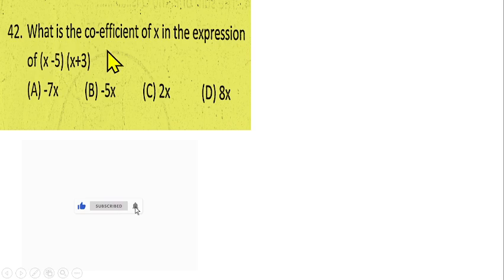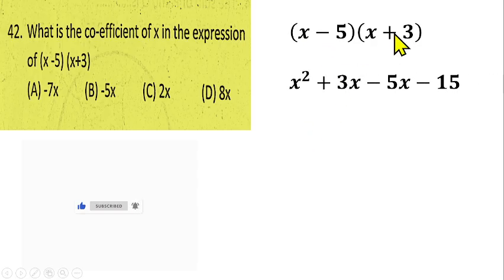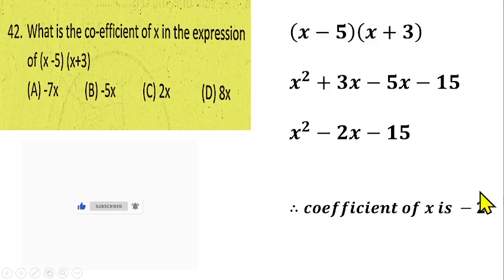Question number 42, what is the coefficient of x in the expansion of this? So expand this, x minus 5 into x plus 3. x times x gives us x squared, then x times plus 3 gives plus 3x, minus 5 times x gives minus 5x, minus 5 times 3 gives us minus 15. Collect like terms: you have x squared, 3x minus 5x gives us minus 2x, minus 15. So the coefficient of x here will be minus 2, which is option C.